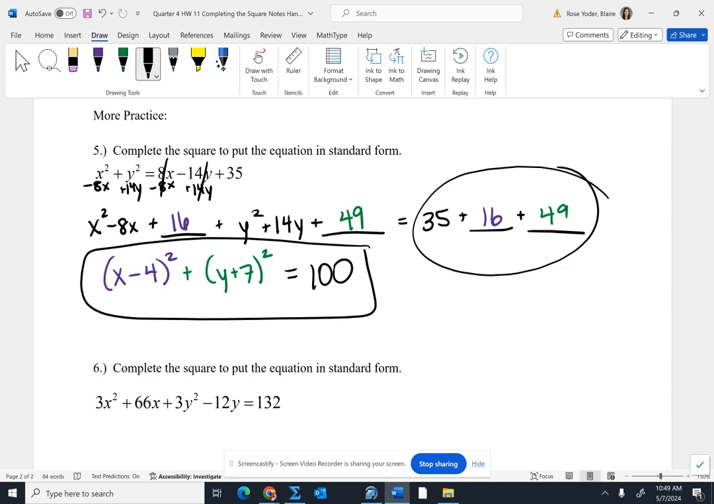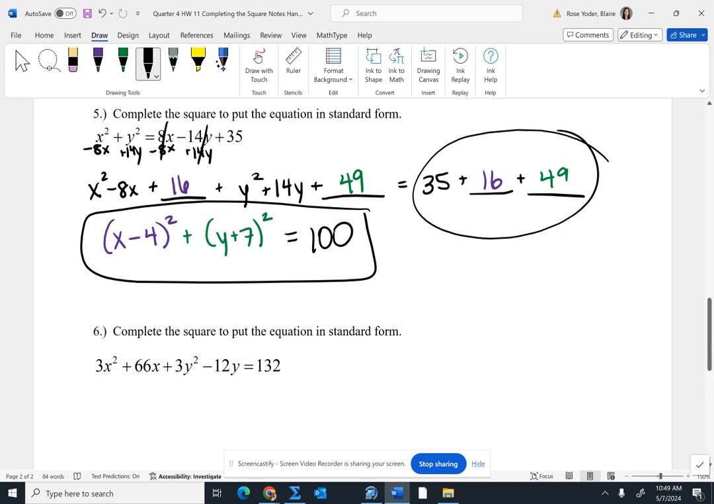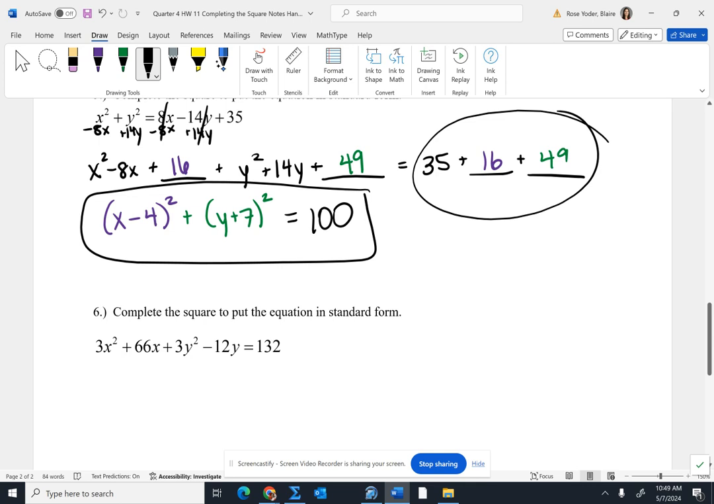Let's do one more. I'm taking a look at number 6, and immediately I think, ooh, that one looks very different than ones that we've done before, because all of a sudden it's not just x squared, it's 3x squared. But don't worry, everything is divisible by 3, so we can just divide both sides of this equation by 3. So instead of 3x squared, it's going to be x squared. Instead of 66x, it's going to be 22x. And then I'm going to put in my plus blank.